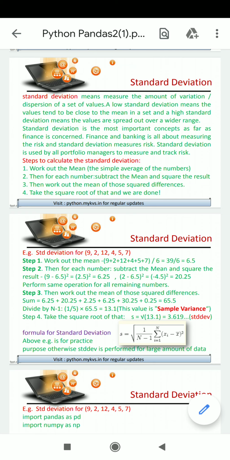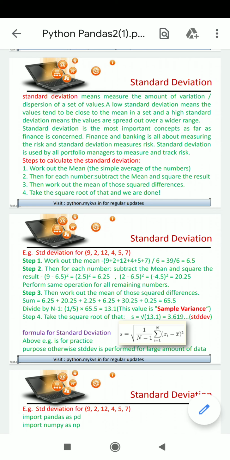What is standard deviation? It finds out the dispersion of values, or spread of values, in relation to the mean. Standard deviation means measuring the amount of variation or dispersion of a set of values. This is the proper definition of standard deviation: measure the amount of variation or dispersion of a set of values.